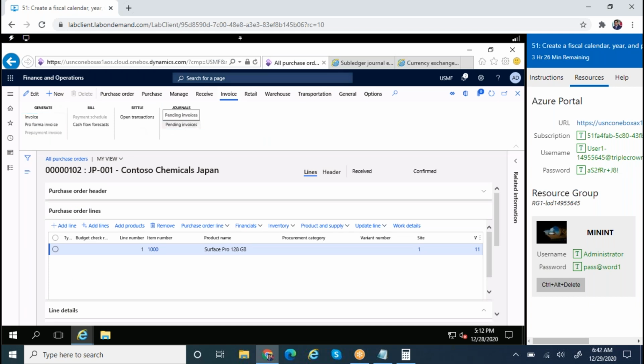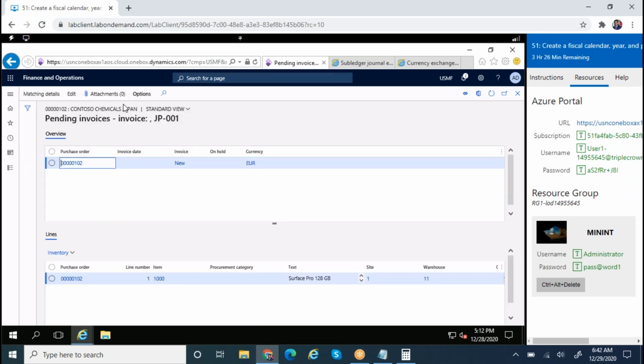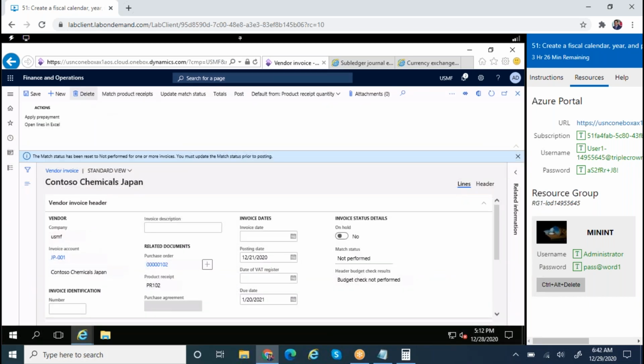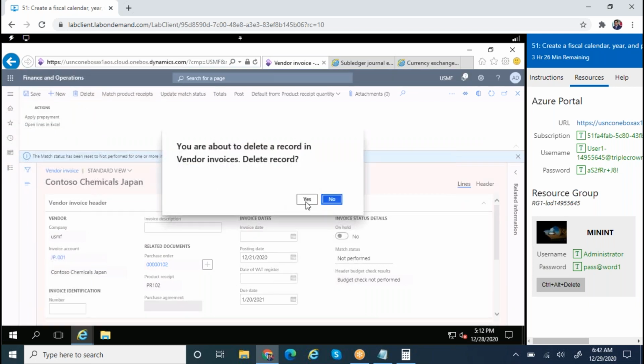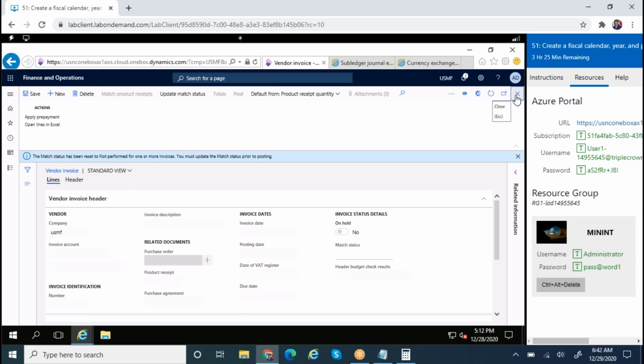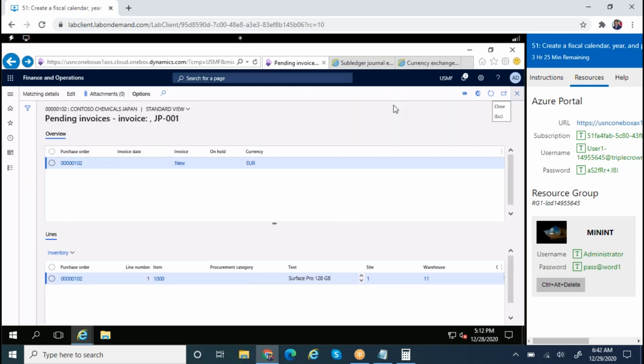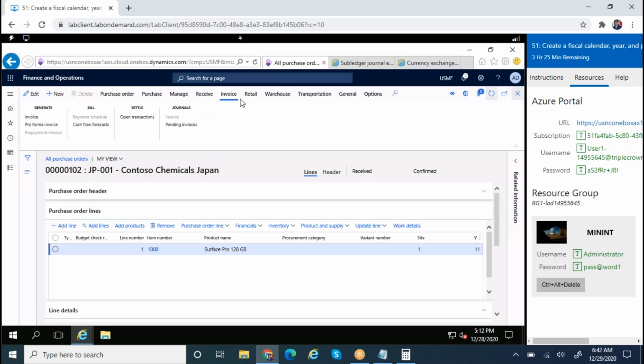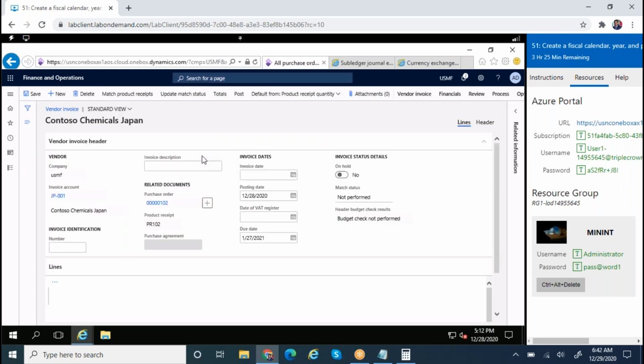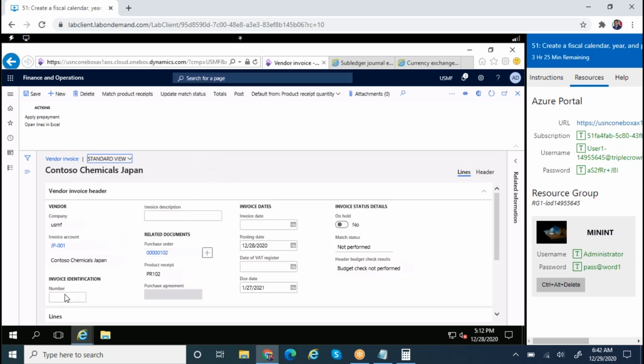So let me delete the pending vendor invoice which was created earlier. I don't want this one. It is already stored in the system, which I'm deleting first. Now I will do a fresh invoice. If you refresh, it will clear the pending vendor invoices. Now I'm doing the invoice. So the invoice date is today's date, and the exchange rate is different.